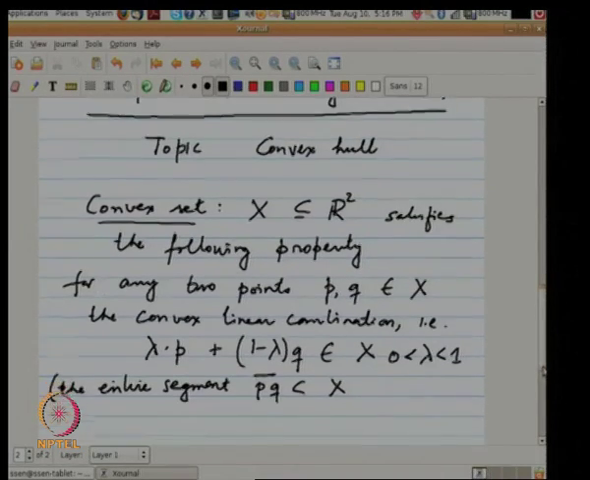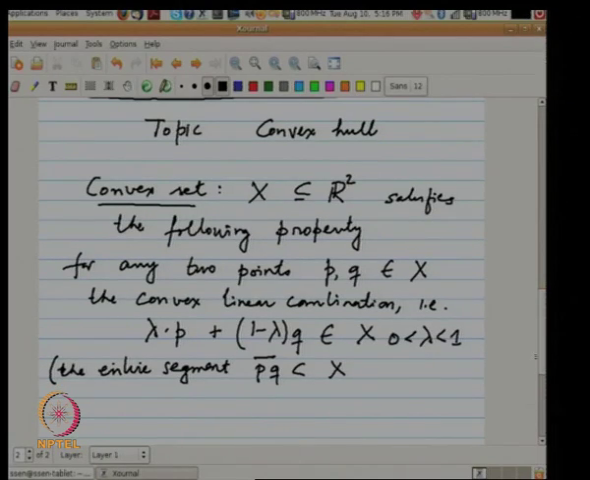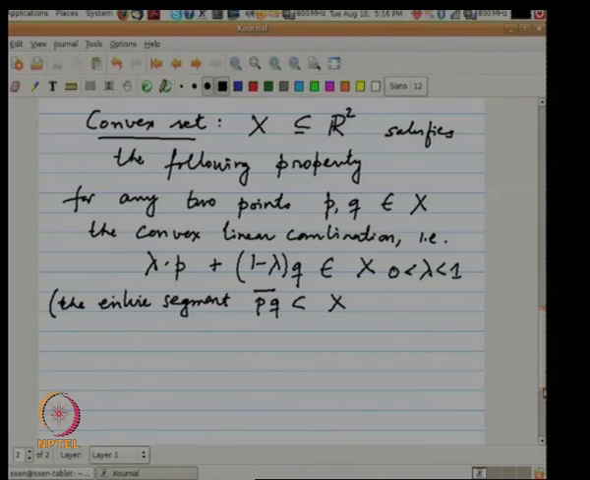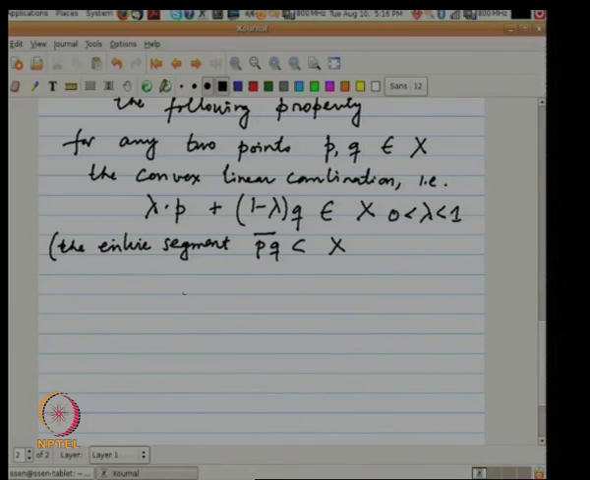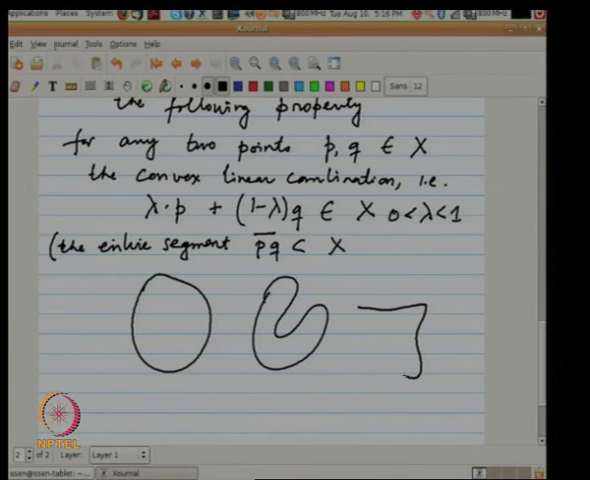So, let me draw an example. When you are talking about P and Q, these are vectors, two dimensional points. And this definition extends to any dimension. So, if you have a set like this, I can have various sets, like this, like this, like this. Now, if I take two points P, Q, it says the entire segment lies within the set. So, this is my X.